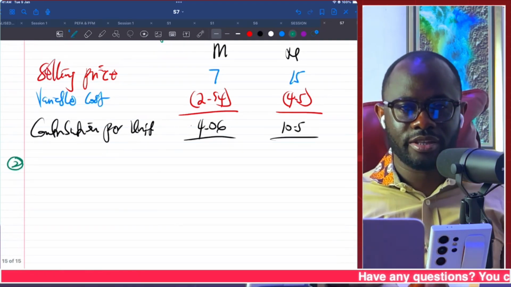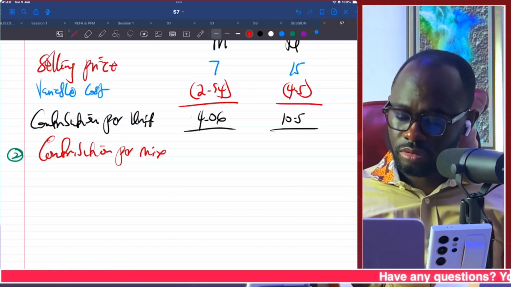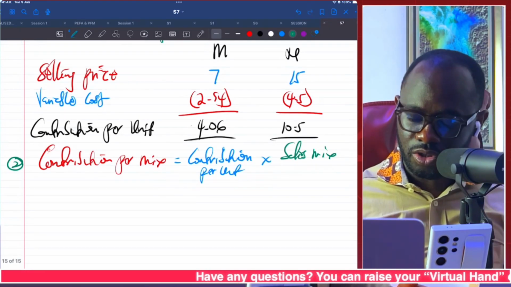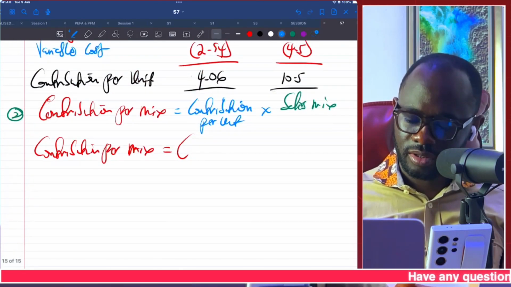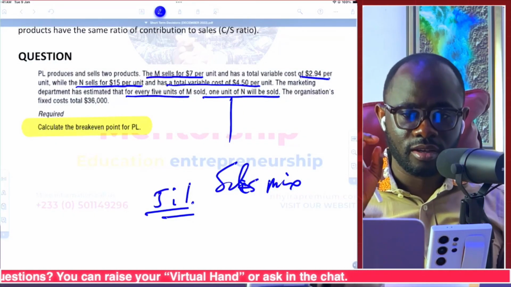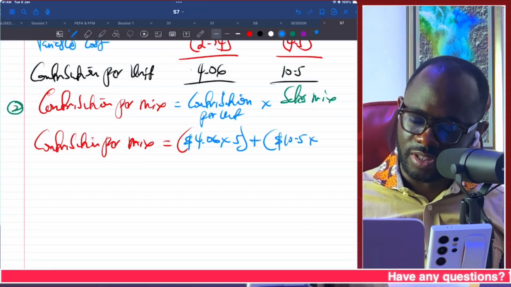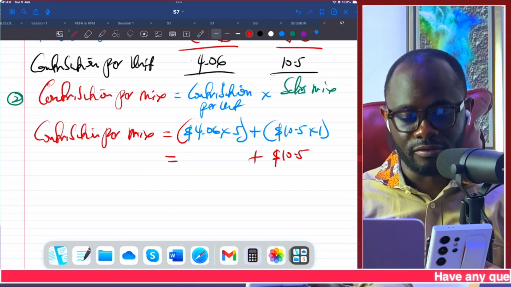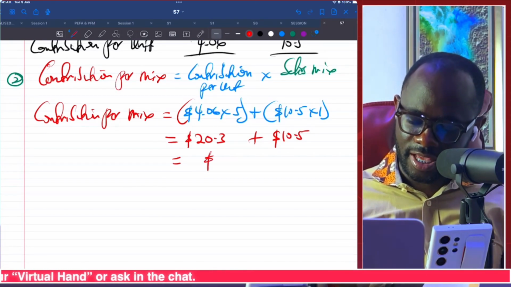The second step is to calculate contribution per mix. The contribution per mix is simply going to be your contribution per unit multiplied by the sales mix given to us in the question. So contribution per mix will be for product M 4.06. What is the sales mix? 5:1. So we sell 5 units of M, so times 5 plus 10.5 times 1. So we work it out. This is certainly 10.5. 4.06 by 5 is 20.3. So our contribution per mix is the addition of the two, and that is 30.8.